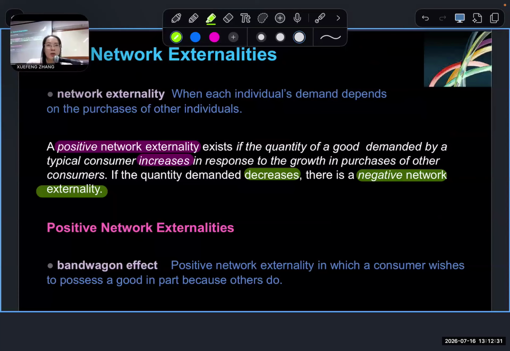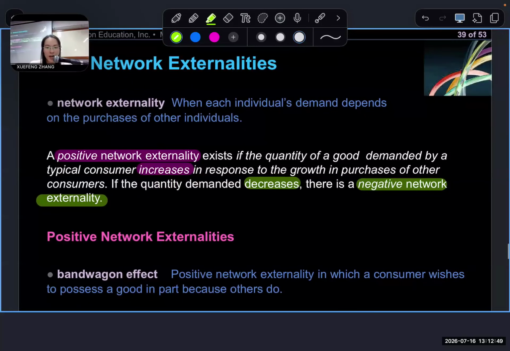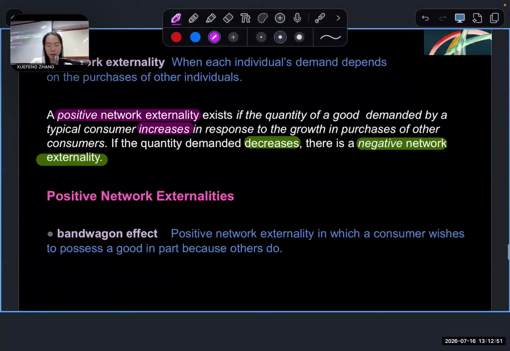What does it mean? So network externality means your demand depends on what other people buy. So here we have two types. The first one, positive, which means more people buy it, you want it more.